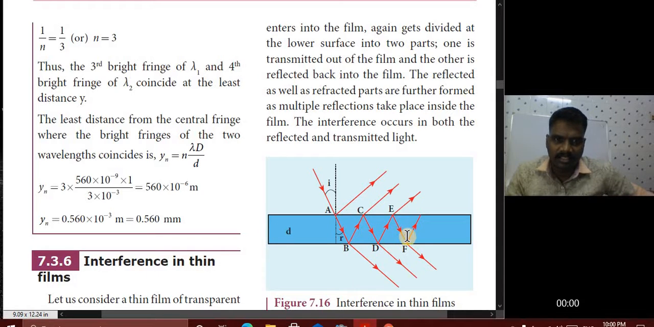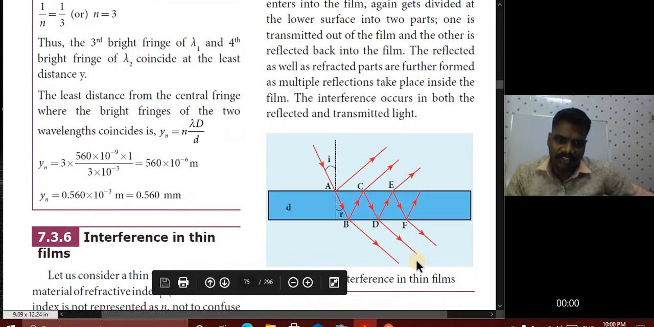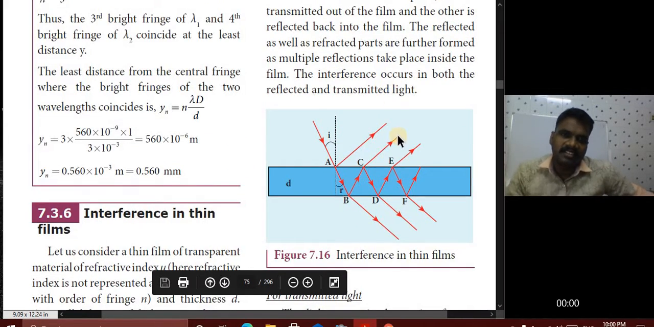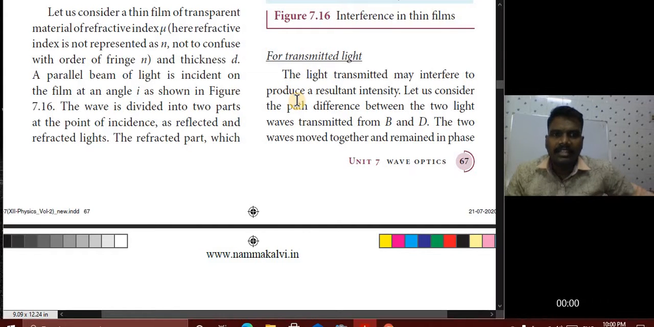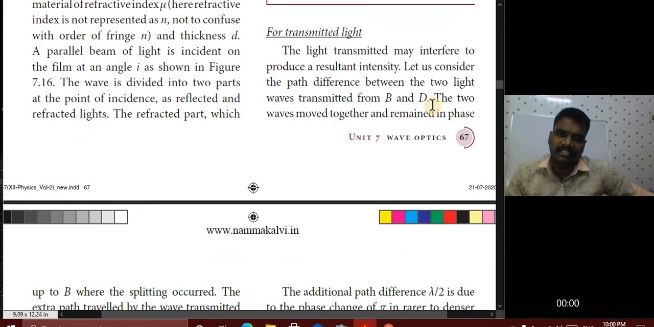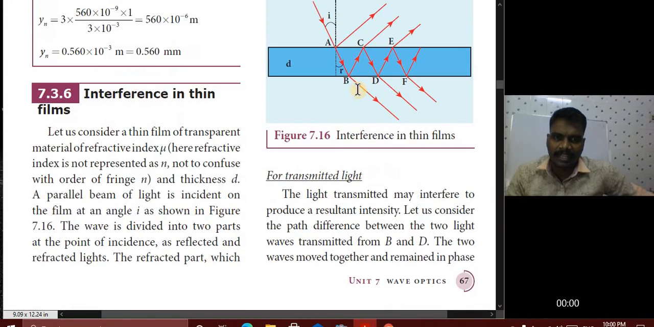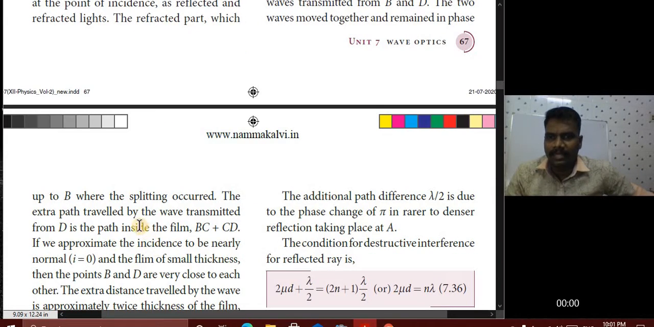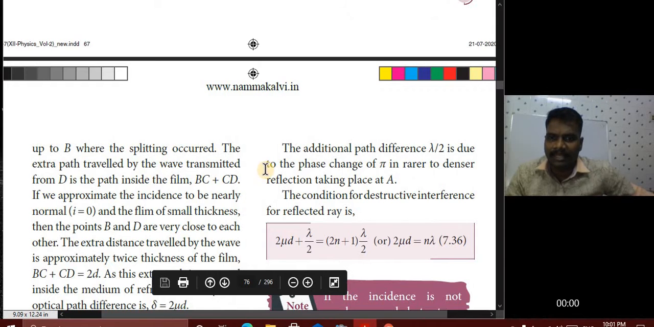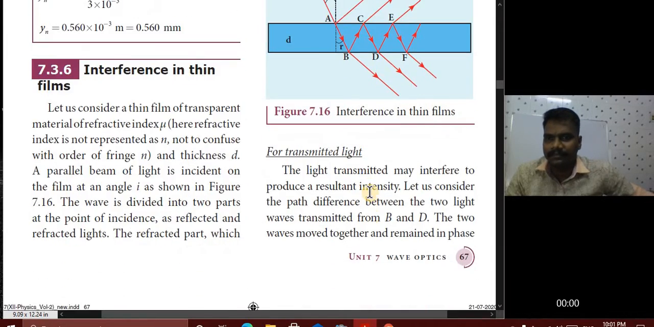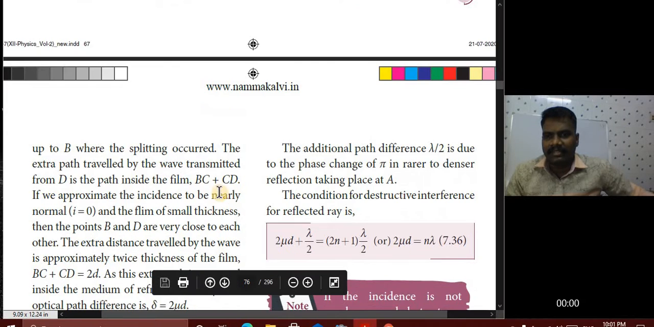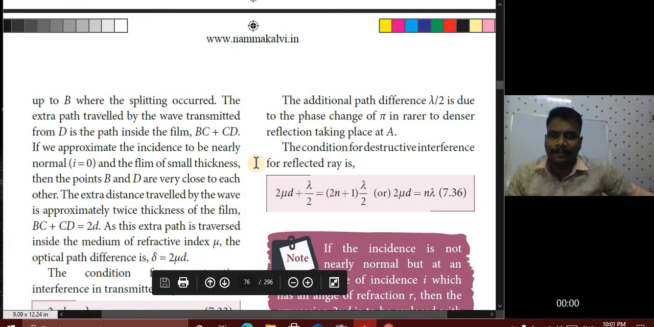The interference occurs in both the reflected and the transmitted light. So, interference occurs for transmitted light. The light transmitted may interfere to produce a resultant intensity. Let us consider the path difference between the two transmitted lights B and D. Two waves move together and remain in phase up to B, where the splitting occurred. The extra path traveled by the wave transmitted from D is the path inside the film, BC plus CD.